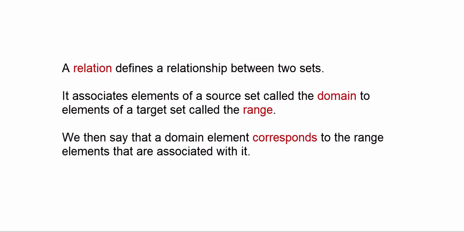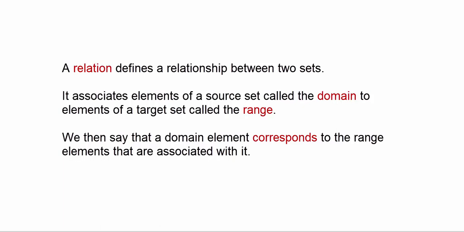Today we're going to look at relations. A relation defines a relationship between two sets. It associates elements of a source set, called the domain, to elements of a target set called the range. In a given relation, we say that a domain element corresponds to the range elements that are associated with it.